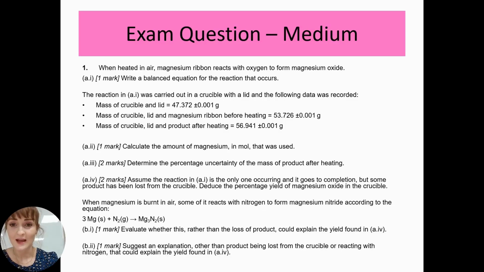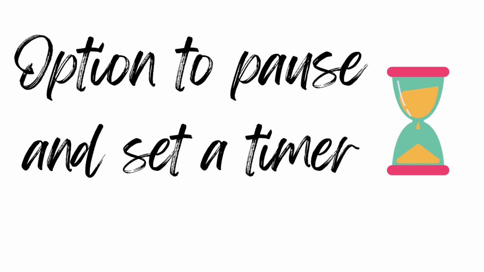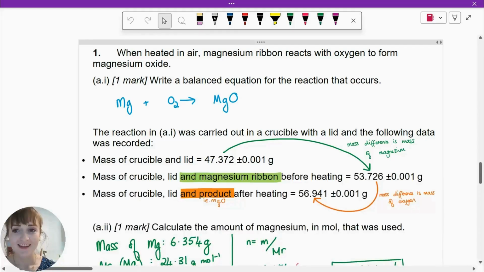Now let's go through an example of a medium difficulty paper 2 exam question. Note that this exam question is worth 8 marks in total, so if you want to pause the video now and set yourself a 12-minute timer. The question tells you that when magnesium ribbon was heated in air, the ribbon reacted with oxygen to form magnesium oxide, and you have to write a balanced equation for the reaction that occurs.